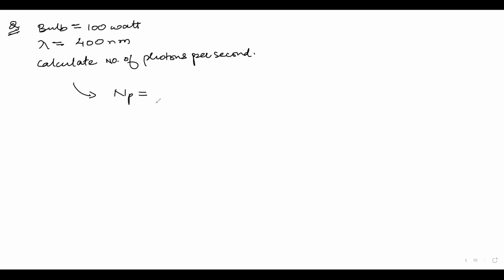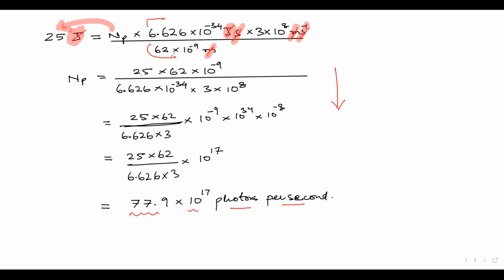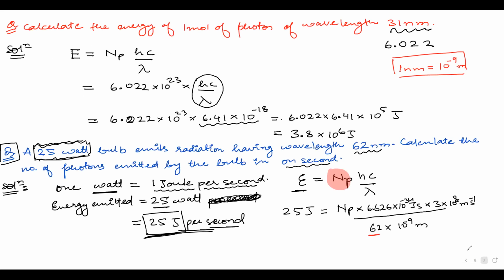So here you will get the number of photons as the answer. Just wait a second, Omar. Okay, sir, this is chapter 2. The number of photons is equal to Hc by lambda.